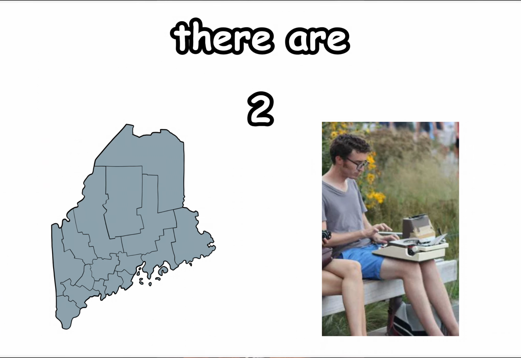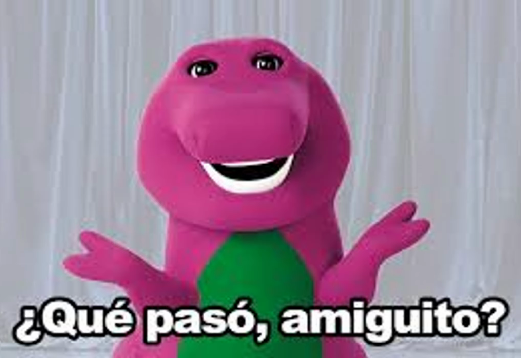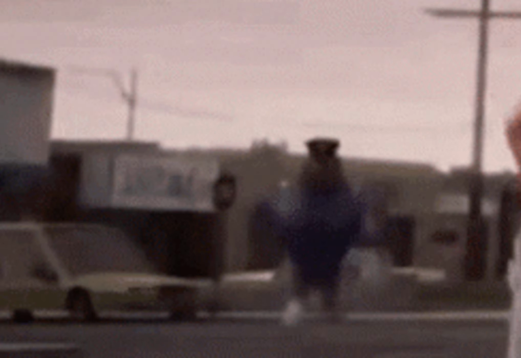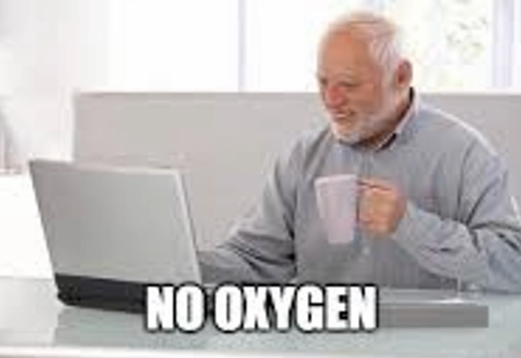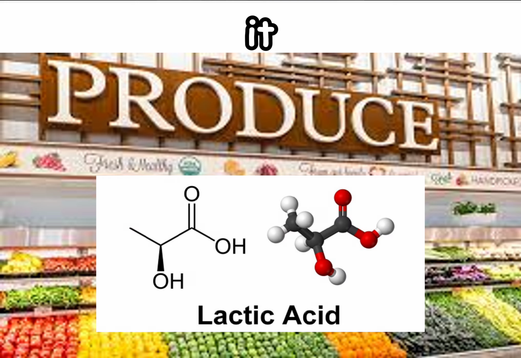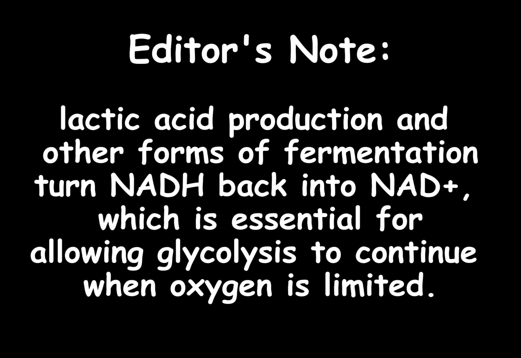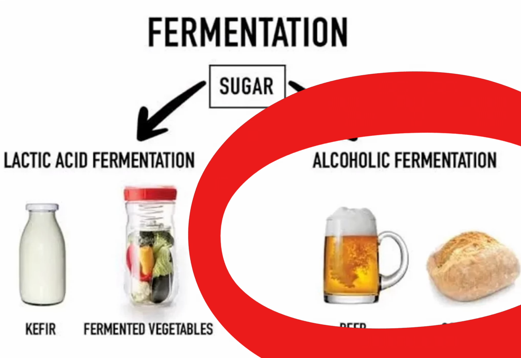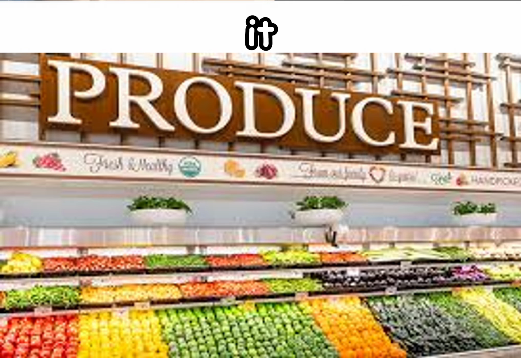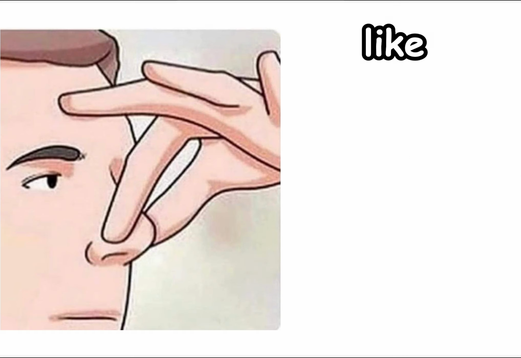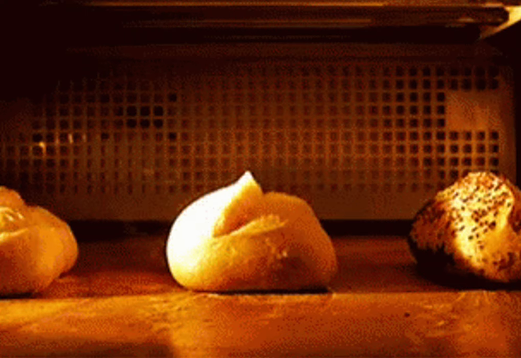There are two main types. Lactic acid fermentation is what happens in your muscle cells when you're exercising intensely and can't get enough oxygen. It produces lactic acid. The other is alcohol fermentation, used by yeast. It produces alcohols like ethanol and gases like carbon dioxide, which is why bread rises and beer is bubbly.